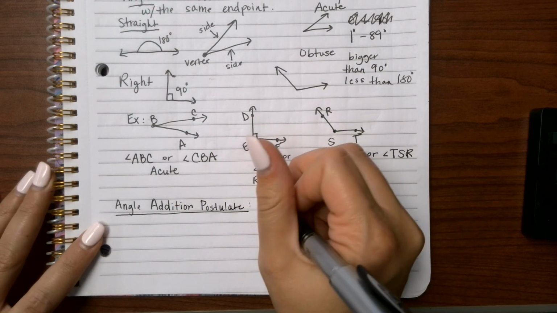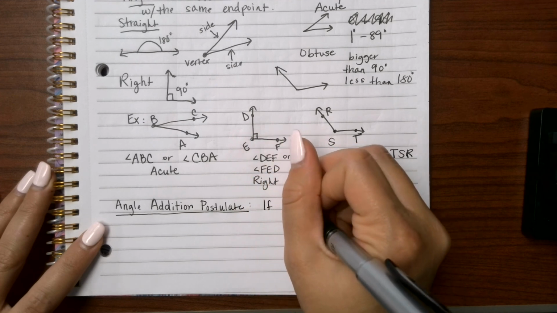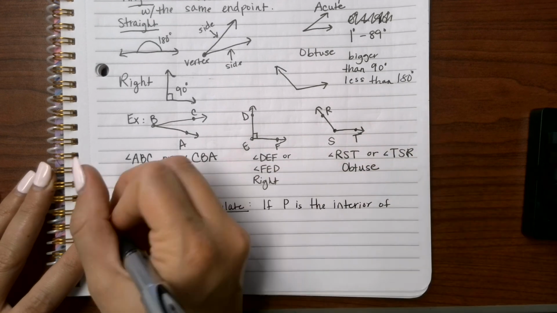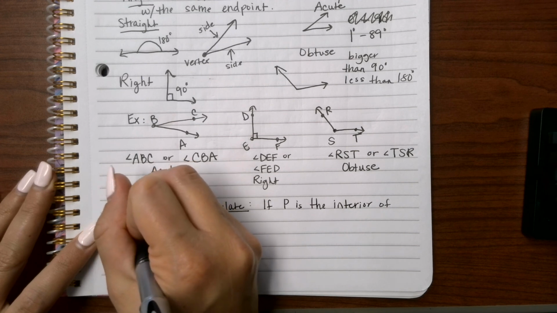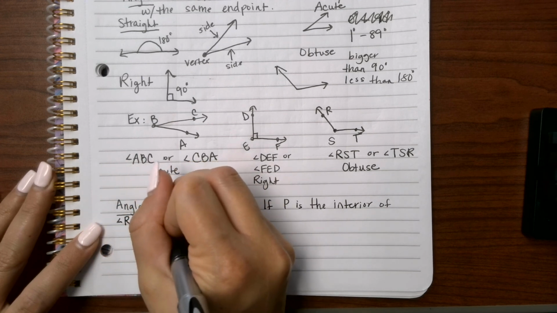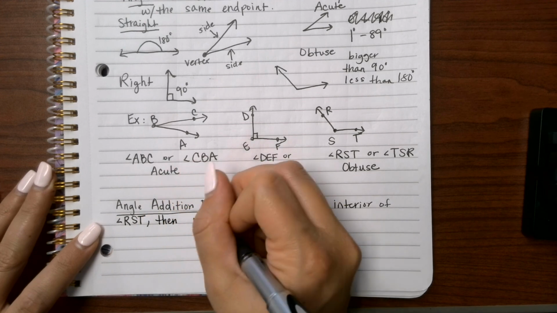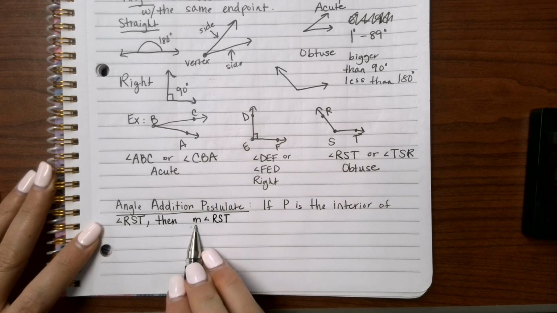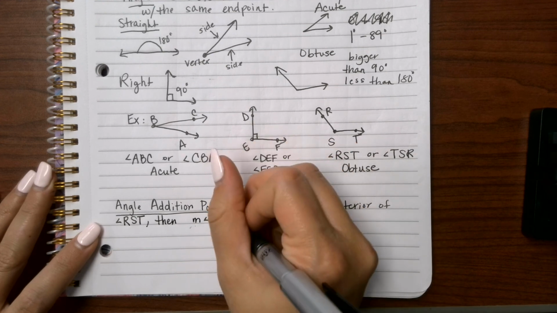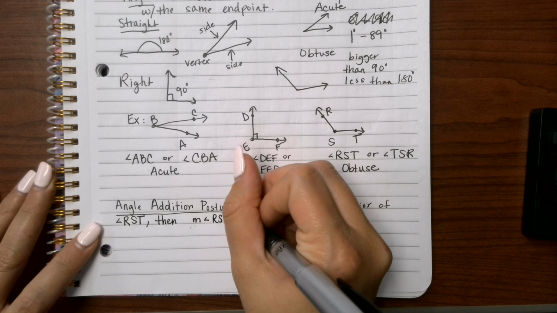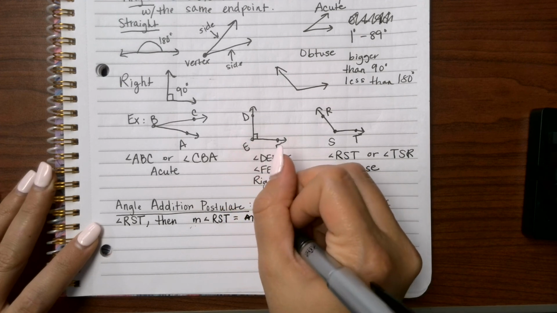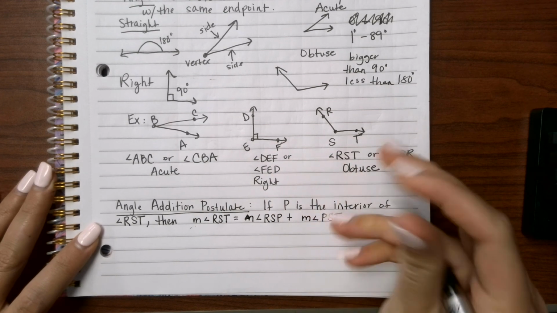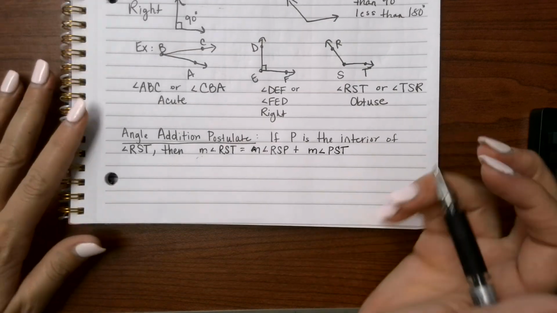So it says that if P is the interior, that means the inside, of angle RST, then the measure of angle RST, and that little M right there means the measure, is equal to the measure of angle RSP plus the measure of angle PST. Now that may not make much sense to you, but I'm going to show you what that means.